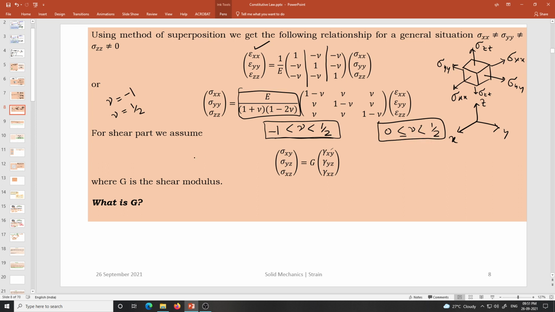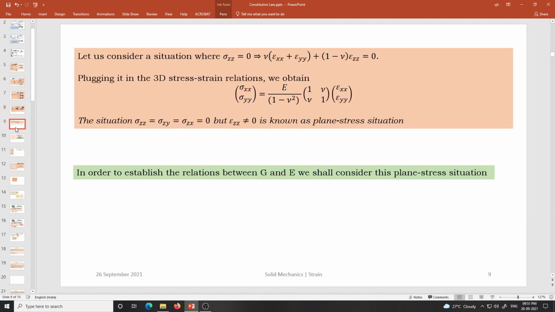And we assume for the shear part that it shows proportionality, where sigma xy, sigma yz and sigma xz are proportional to the strains gamma xy, gamma yz and gamma xz, and the proportionality constant is G. Now let us identify what the relationship is between G and the other two values, E and nu, if there is any relationship between them. Let us try to check.